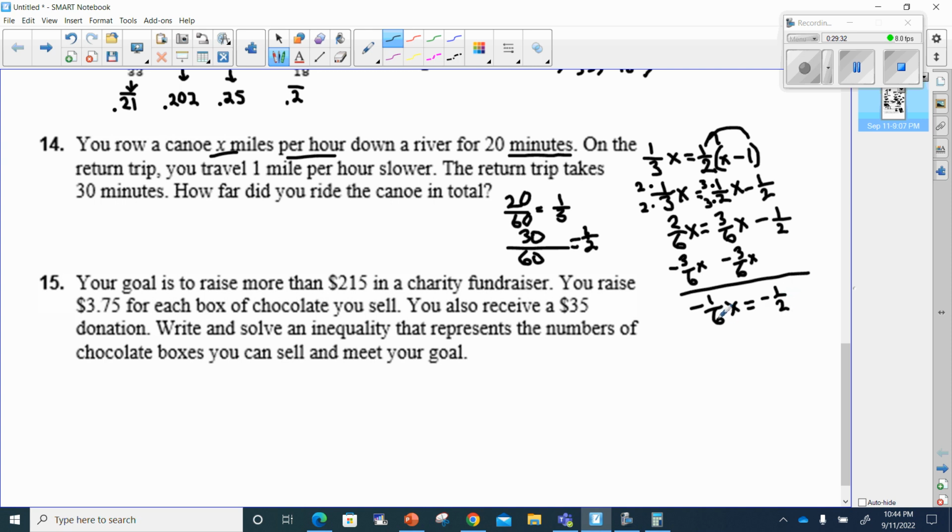Now we got to divide. We're dividing by -1/6, which means we're going to multiply by -6/1, the inverse, which means I'll multiply -6/1 over here. When I do this, a negative times a negative is a positive. 6 times 1, and 6 times 1, that's going to equal 1.